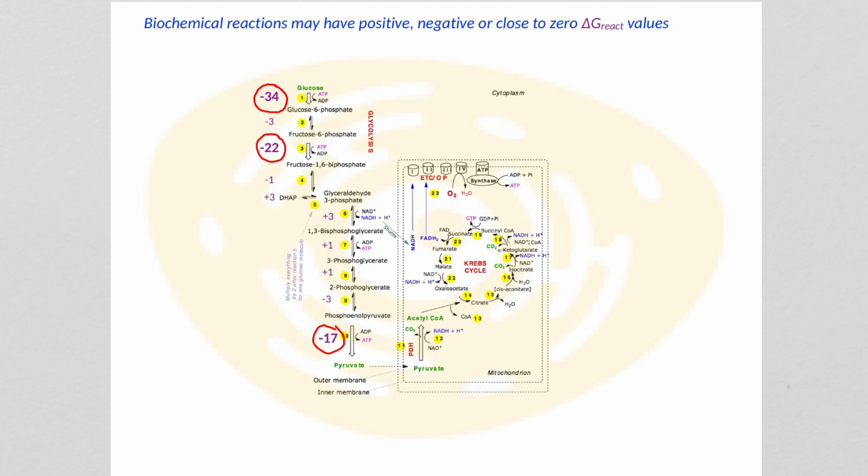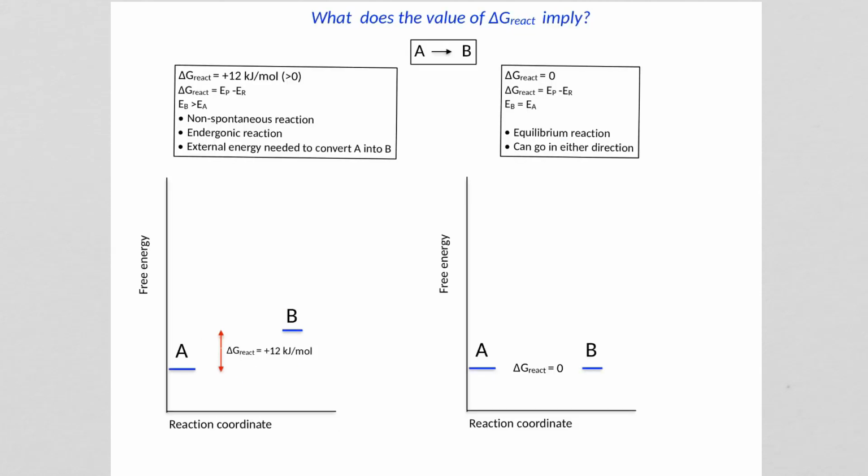Sometimes we'll see these numbers are positive. This is a small positive number, plus 3. Here's another small positive number, plus 1, and so on. Here's a minus 3. So some of these numbers are very small. They are basically close to 0. Some of these delta G's are maybe positive, negative, or close to 0. So what does this delta G reaction indicate?